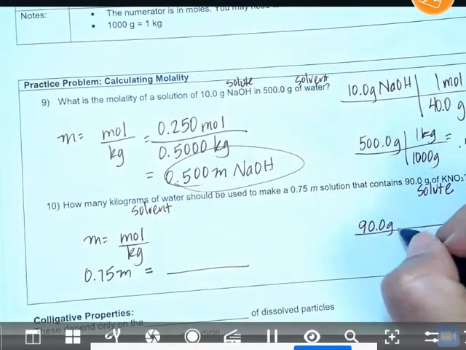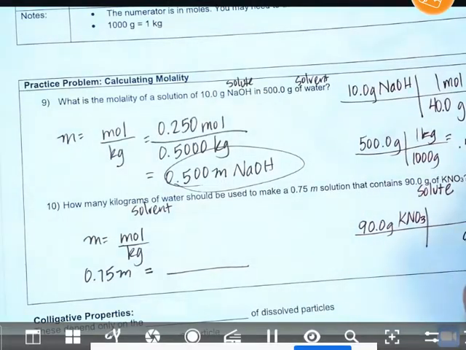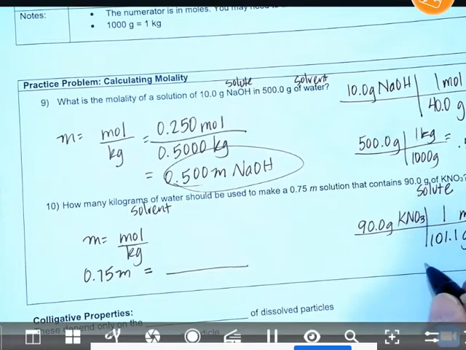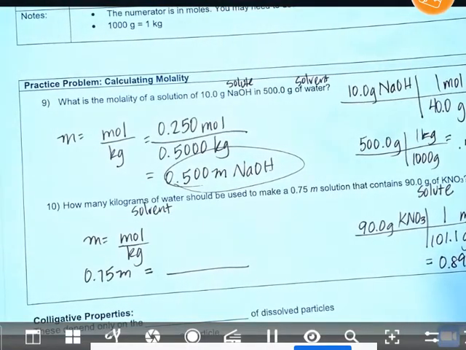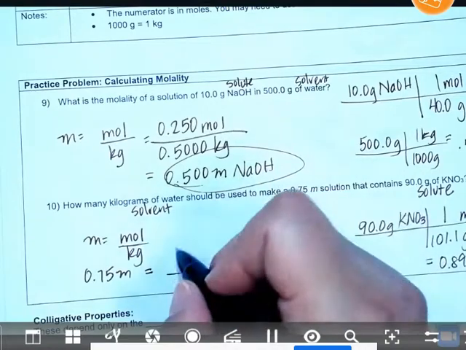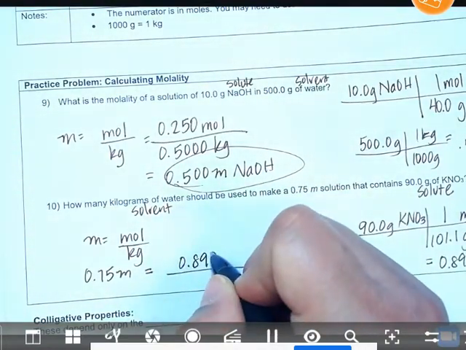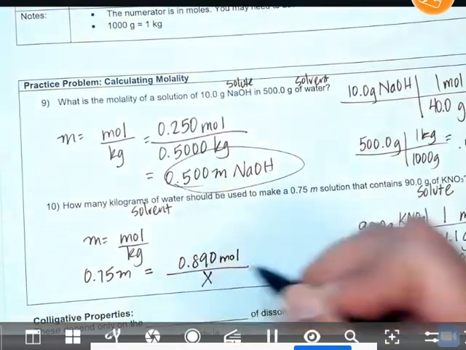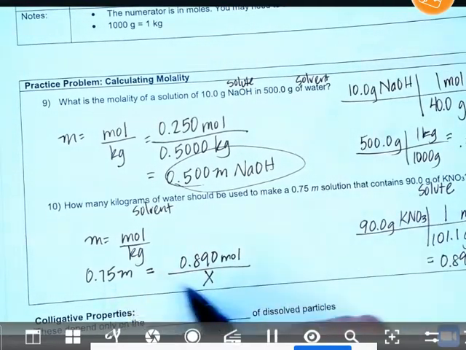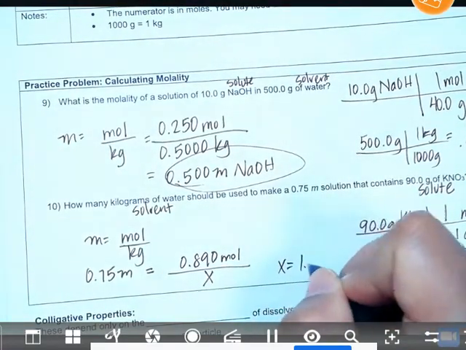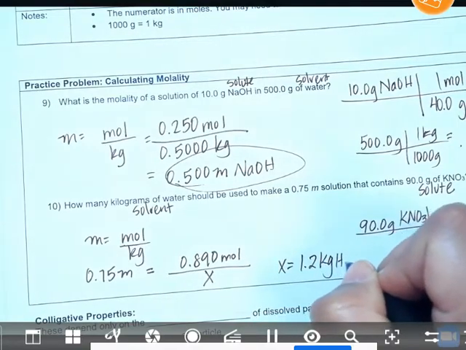90.0 grams of KNO3. Grams of KNO3 to moles of KNO3. The molar mass is 101.1. And then with 3 sig figs, that's going to be 0.890 moles of KNO3. So that is going to go in my numerator. And this is my x, my kilograms. Cross multiplying, 0.75x equals 0.890. Solving for x, x equals 1.2 kilograms of H2O.